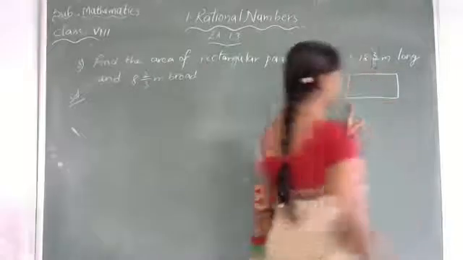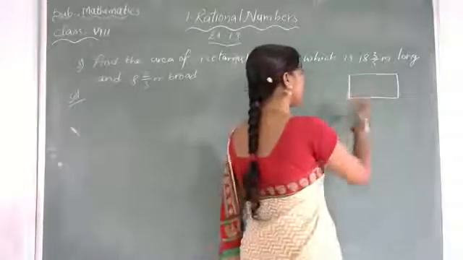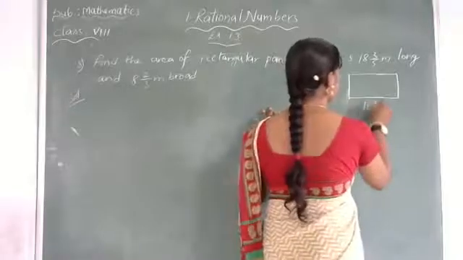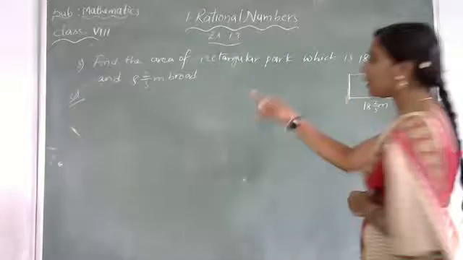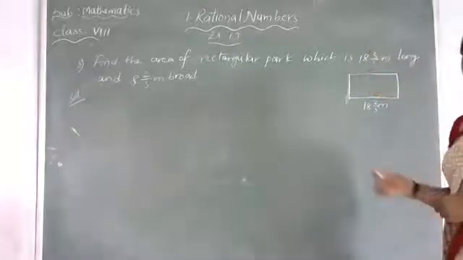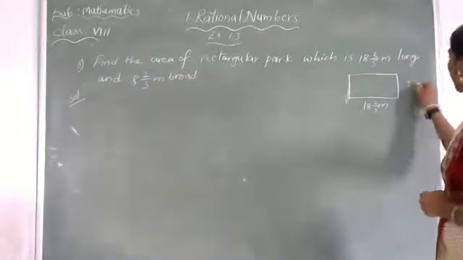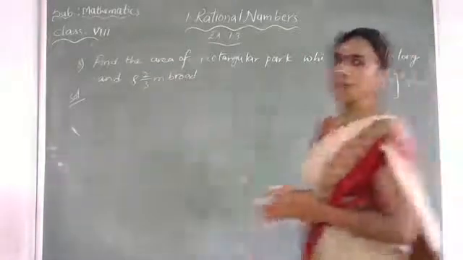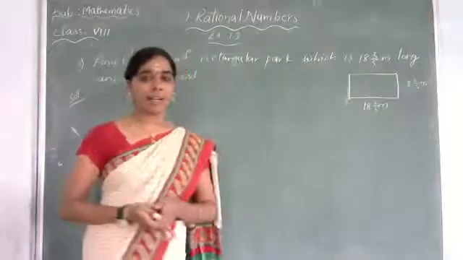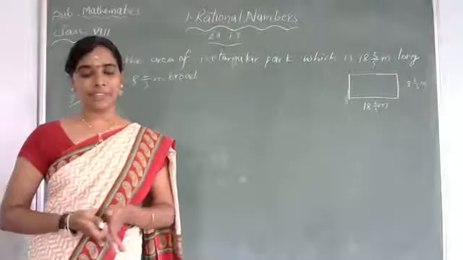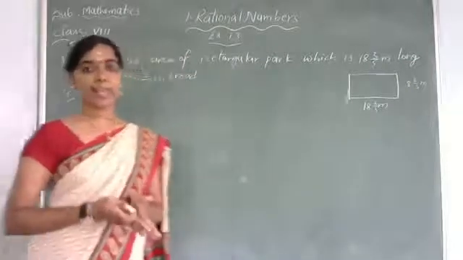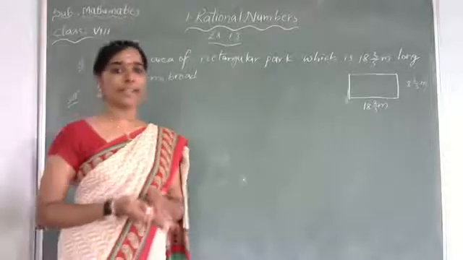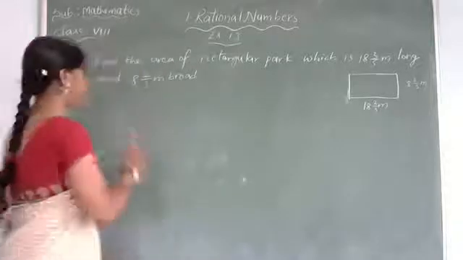A park is a rectangle shape and its length is given. How much is given, children? 8 2 by 3. Length is given and breadth. Broad means nothing but breadth. So breadth is 8 2 by 3 meter. So the length and breadth of the rectangle are given. We have to find the area of the rectangle, because the park is in rectangle shape.